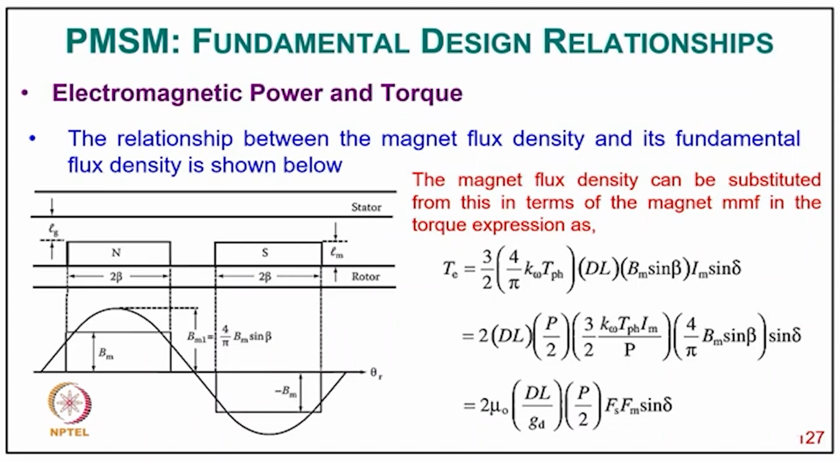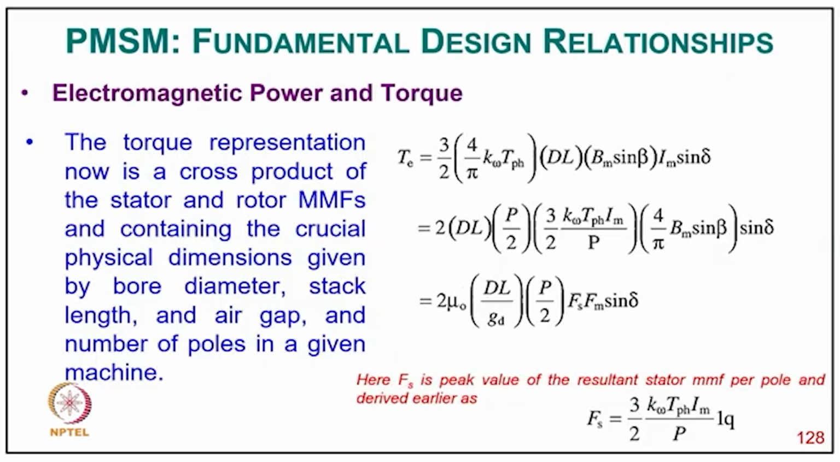As you can see in the diagram, how the quantities are defined. So the torque representation now is the cross product of stator and rotor MF and containing the crucial physical dimensions given by bore diameter, stack length, and air gap, and number of the poles in the given machine.